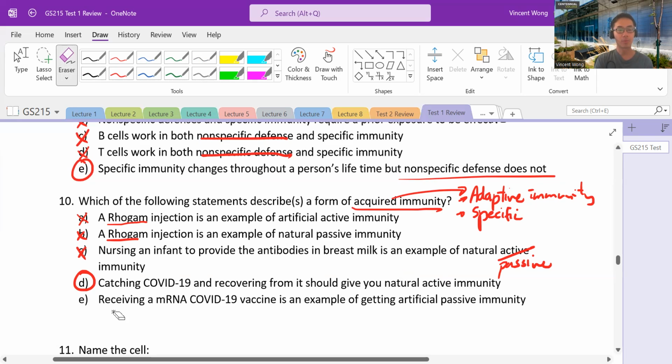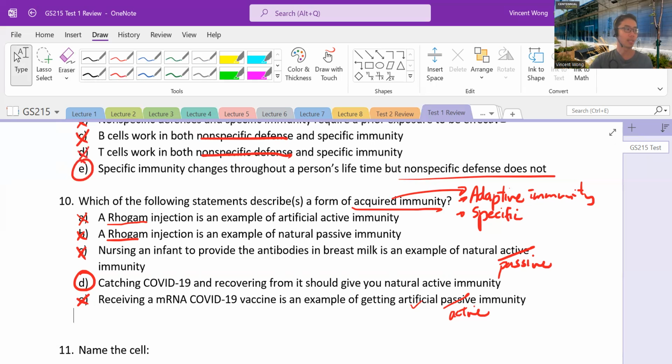And let's just check the last one. Receiving an mRNA COVID vaccine is an example of getting artificial passive immunity. So that artificial is correct, but not passive, right? Getting the vaccine is just going to introduce the antigen to your system. You still have to make the antibody yourself. Okay, so that's why D is the correct answer. Okay.